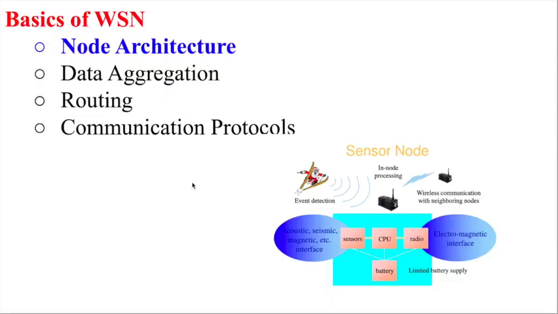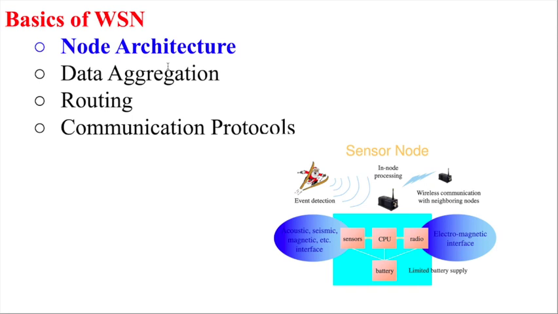Now, after we identify that this is a wireless sensor network, not MANET or VANET and other things, and we also identify what the application is, then how can we build a wireless sensor network? What components are required for making a wireless sensor network?